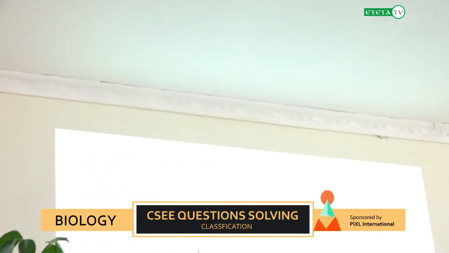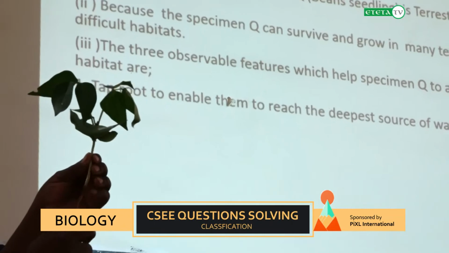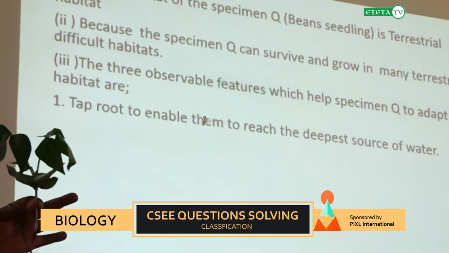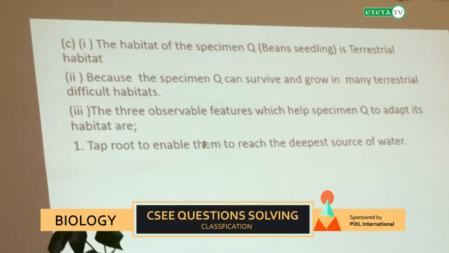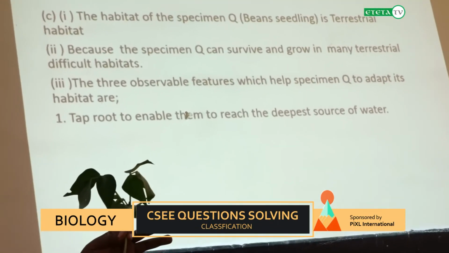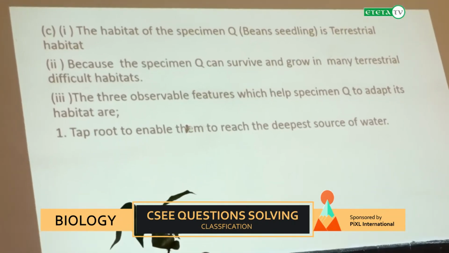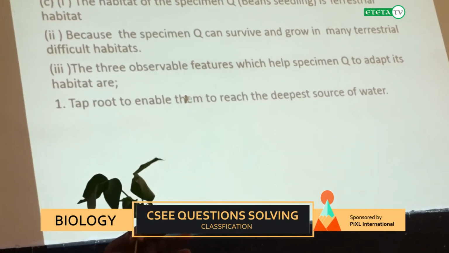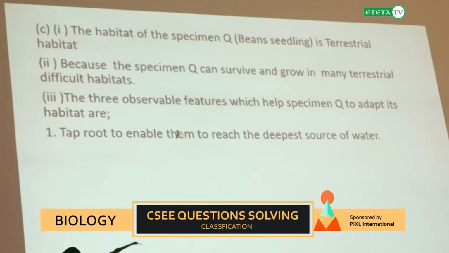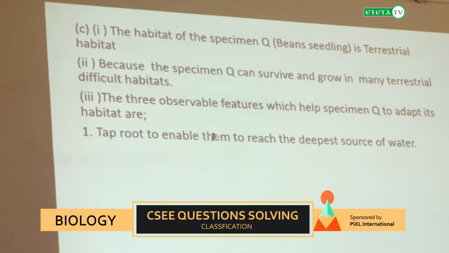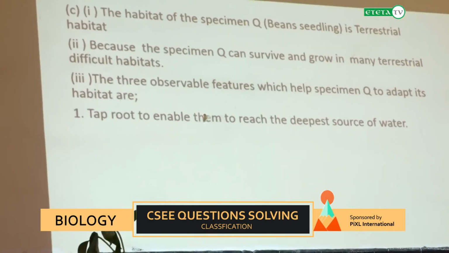They have a taproot. This is the taproot. So this taproot enables this plant to reach the deepest source of water, so that this taproot penetrates to find water, even the deep water table, so that this plant can be able to survive in the habitat or in the environment. That is observable. I did observe this. The taproot is there.